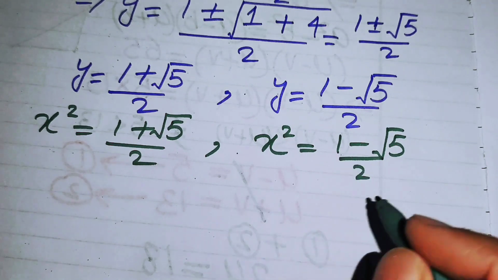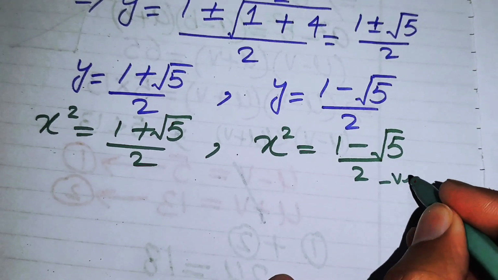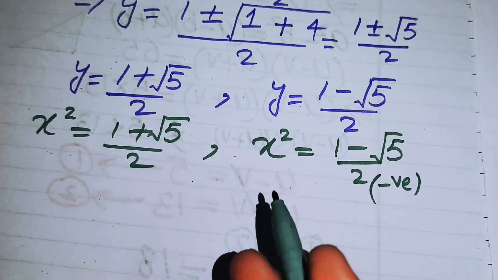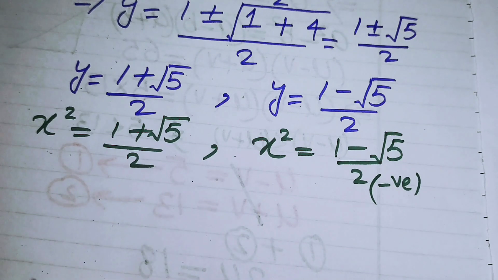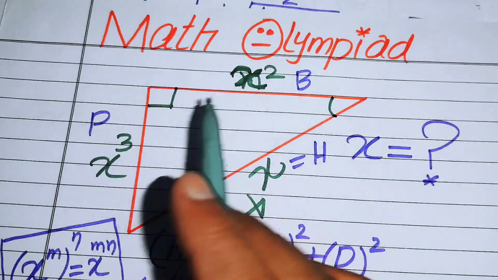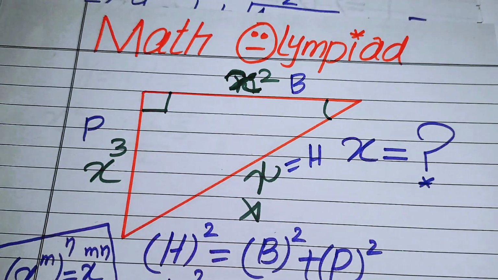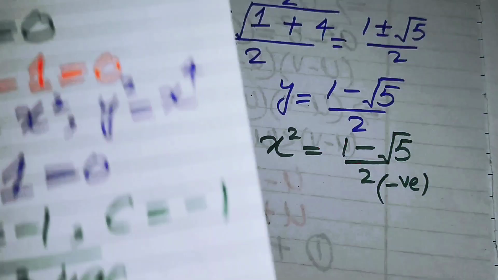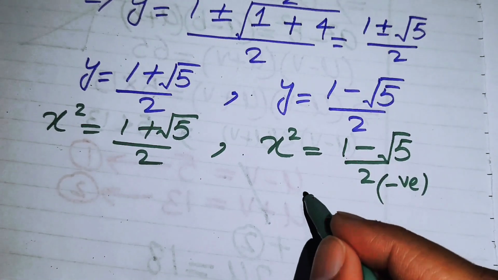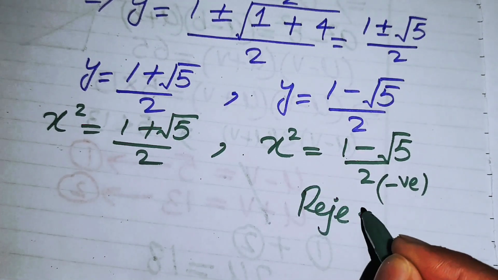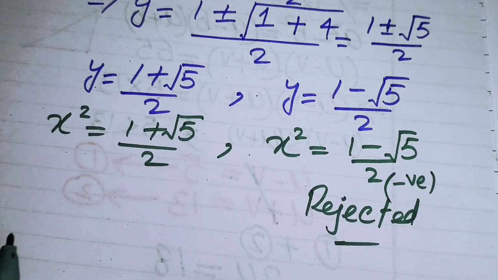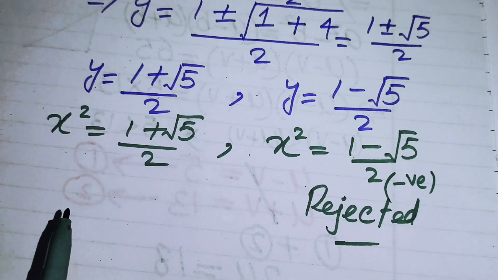In this case you will see that the right hand side is a negative value, and here again you remember one thing is that x is the side of the right triangle. Here you see that this is x squared, and x squared is the length of the side of the triangle. So you know that the length of a side of a triangle cannot be negative. If it is negative, then we will reject this case, and we have only one case.